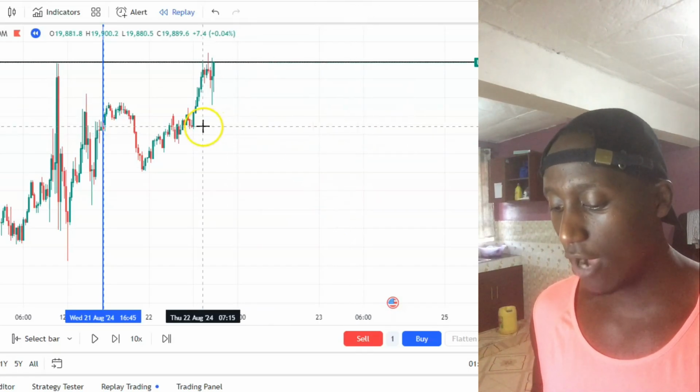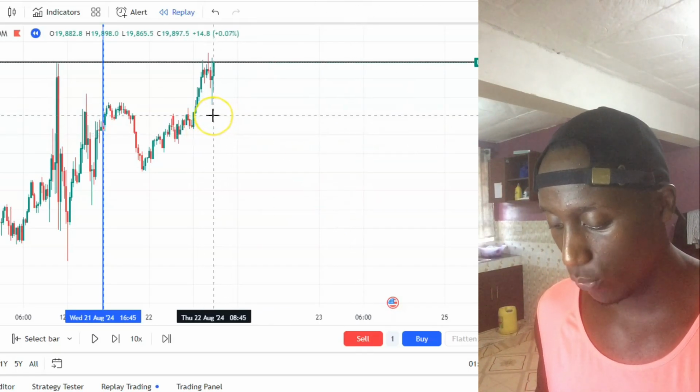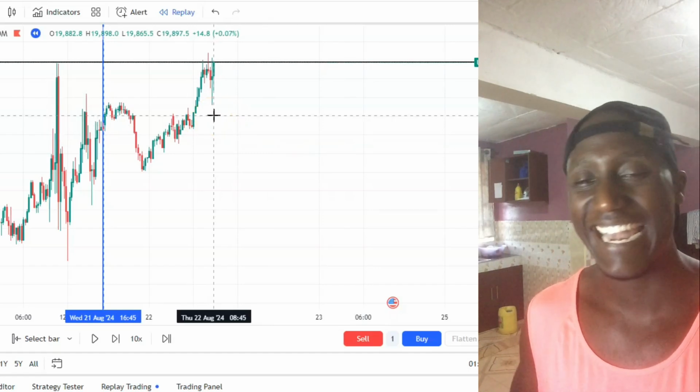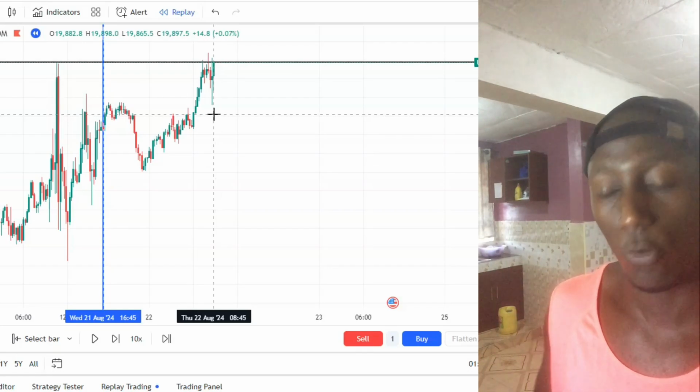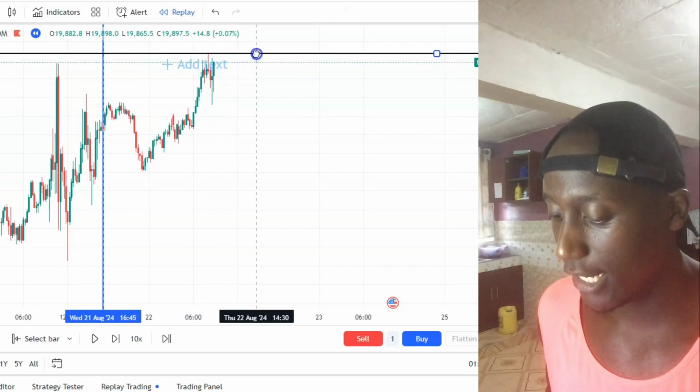All right. So now if we look at our setup here, we come to the screen at exactly 9. So it's 8:45, the last candle, and then the 9 candle opens. All right. So now this is the New York session.